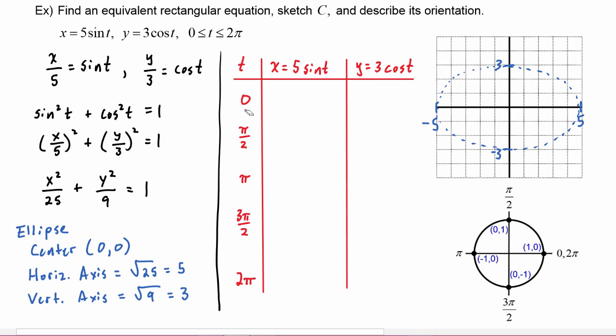If t is equal to 0, then x is going to be 5 times the sine of 0, and the sine of 0 is 0, so we know our x value is going to be 0. Our y value has to be 3 times the cosine of 0, so that's 3 times 1, which is equal to 3. So we know that our plane curve is going to start at the point 0, 3.